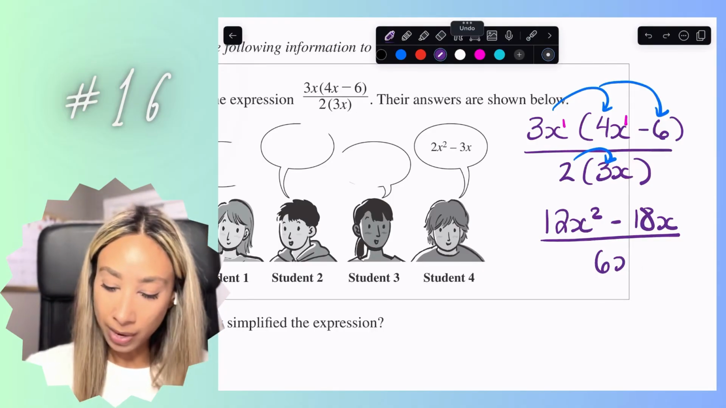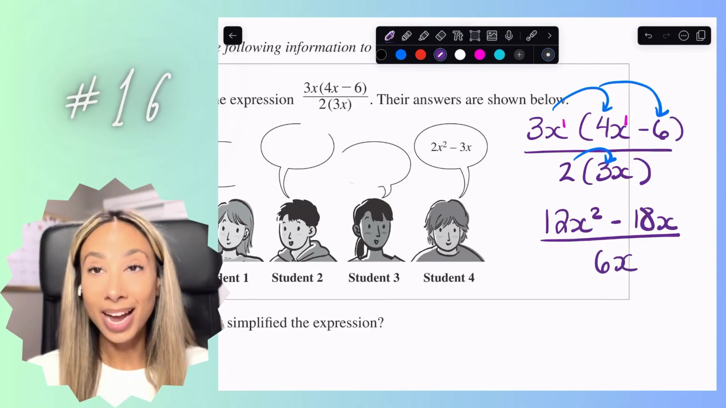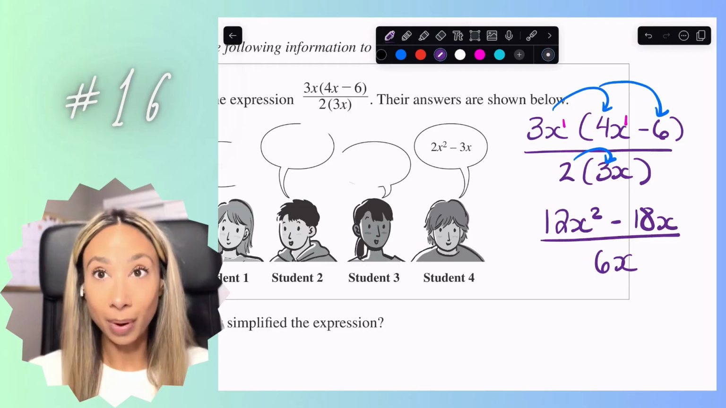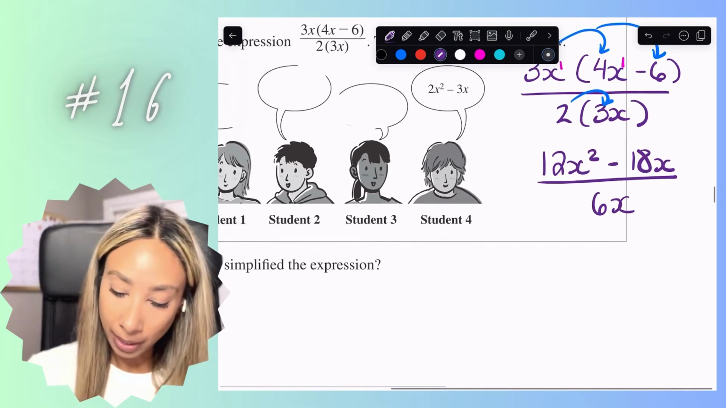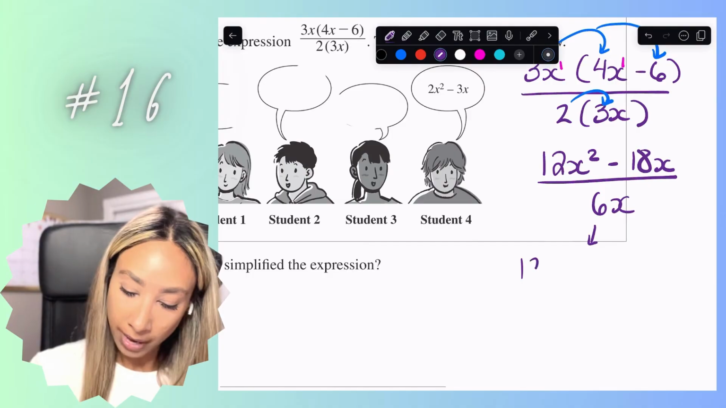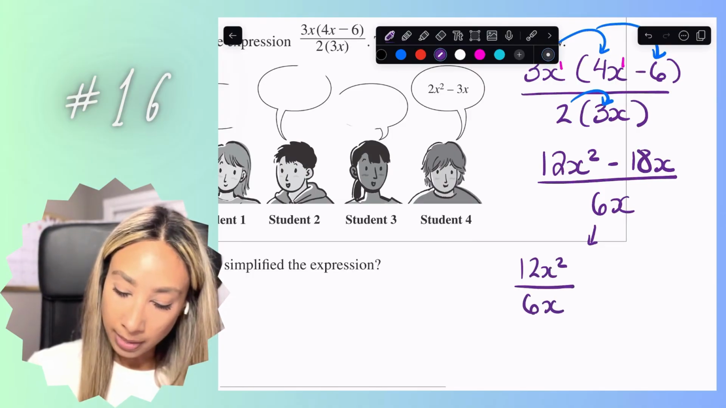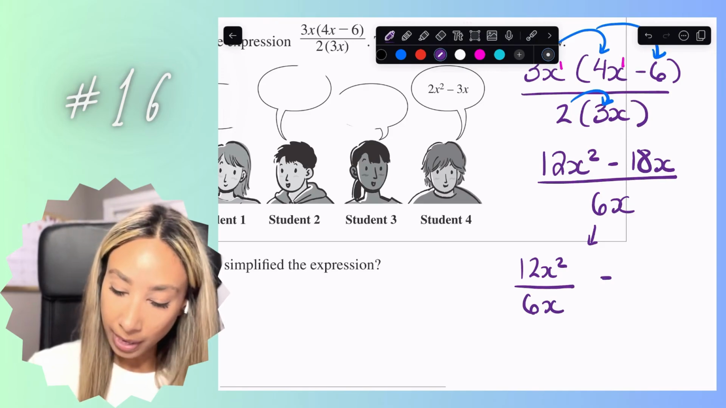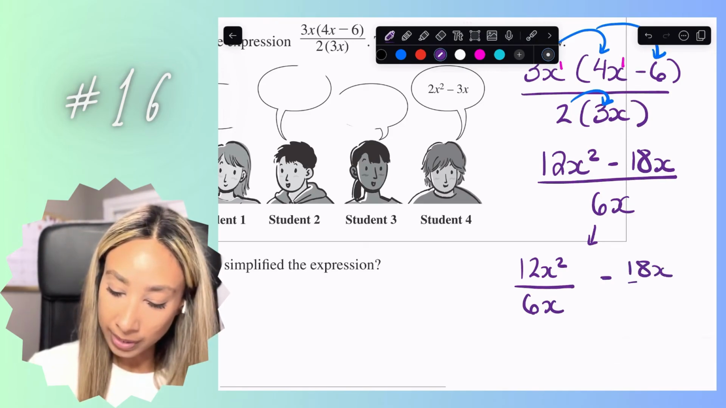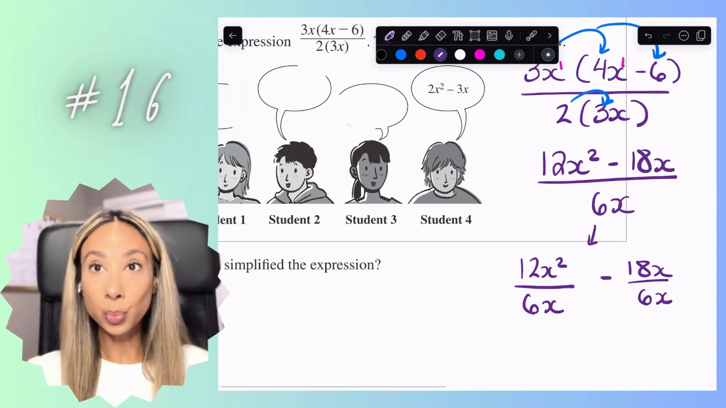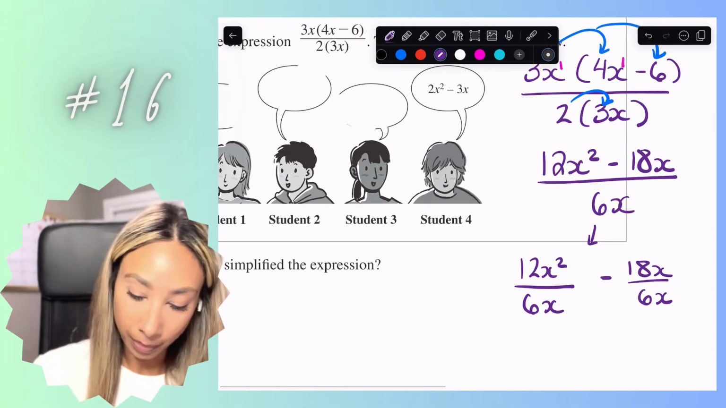All right, so now with this, we can actually go into our rules of dividing polynomials. So I like to split it up like this: 12x squared over 6x take away, or negative, 18x over 6x. Now let's simplify each one and then we can bring it back together.